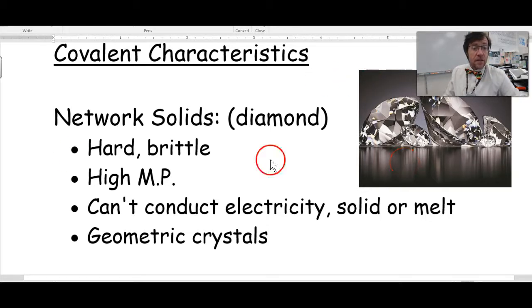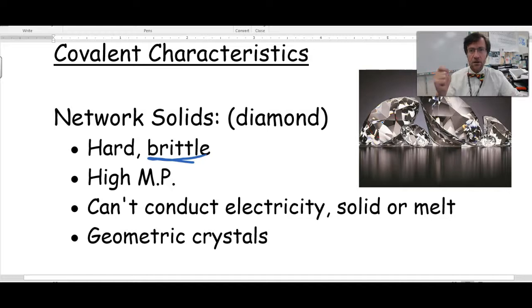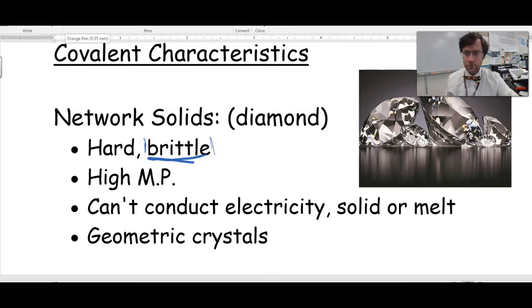Network solids, they are very, very hard, and they are very, very brittle. Everybody says that diamonds are the hardest thing ever. Yes, diamonds are very hard. In other words, it's almost impossible to scratch it. But you hit a diamond with a hammer, and it's going to explode into a million little pieces because diamonds are very, very brittle. They're a network solid, so they will just smash. They also have incredibly high melting points.